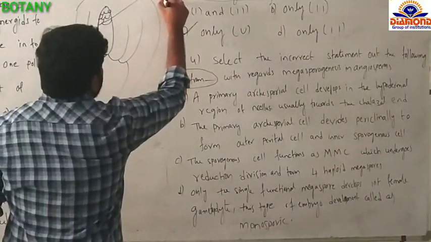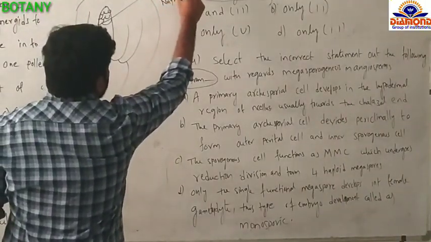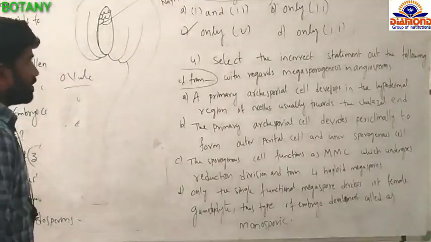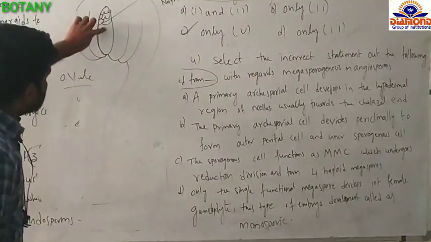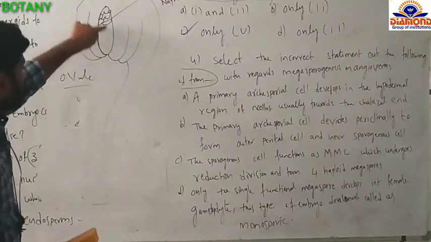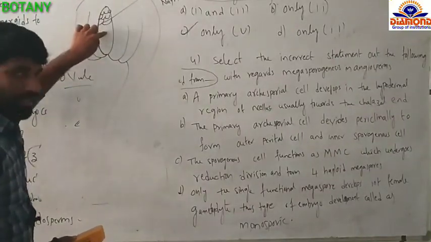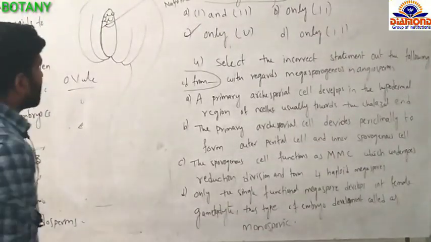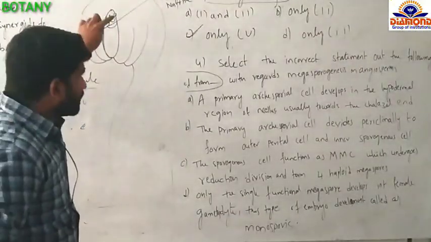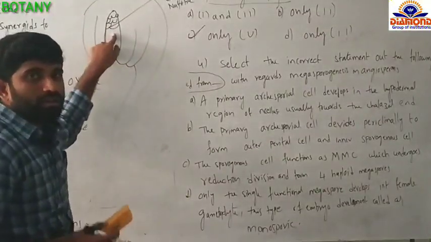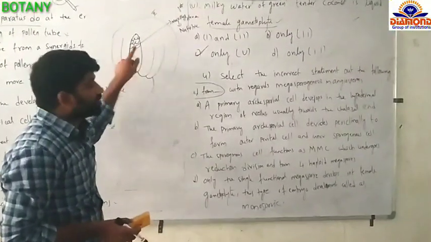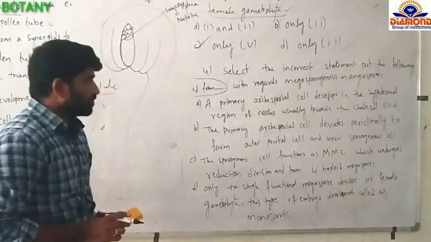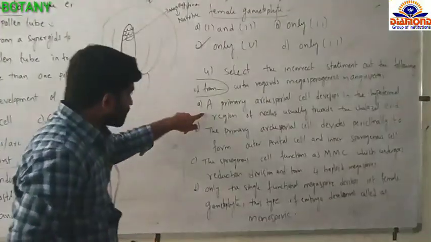Nucellus tissue is a nutritive tissue. Out of the many nucellus cells, one nucellus cell can act as an archesporial cell. That archesporial cell is involved in female gametophyte development, that is, the formation of megaspores. Based on the concept, here are the options.